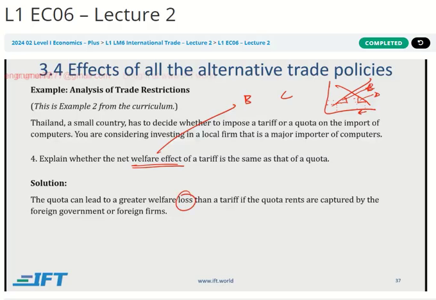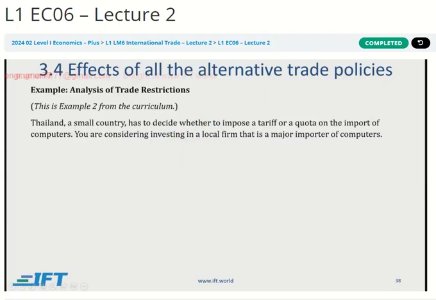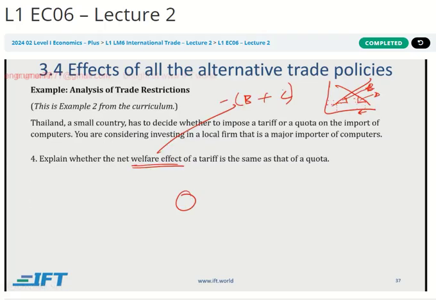Now that's because this is a small country. If this was the US imposing this tariff, it's possible that China might have lowered its prices, and overall it might have become a welfare gain rather than a loss, right? But here obviously China is not going to lower international prices, and it will be a welfare loss for Thailand, which is going to be B and D, not C.